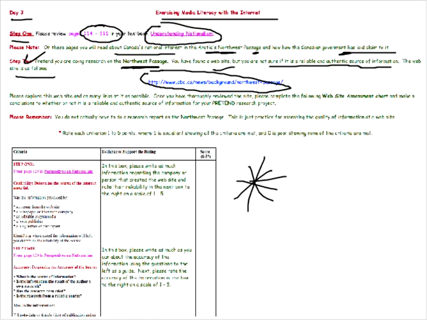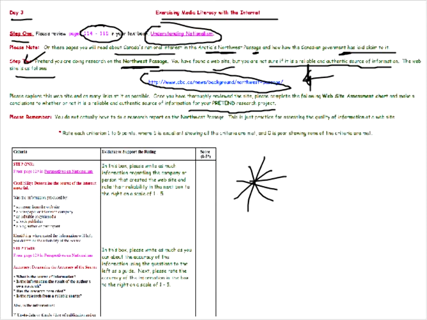and make conclusions as to whether or not it is a reliable and authentic source of information for your pretend research project. Remember, the point of this exercise is just to learn how to examine websites and whether or not they're good sources of information. You don't actually have to do a research project on the Northwest Passage. You just have to examine this website.